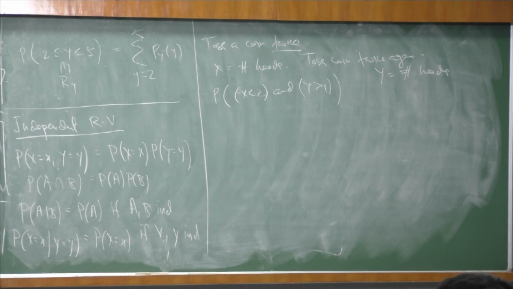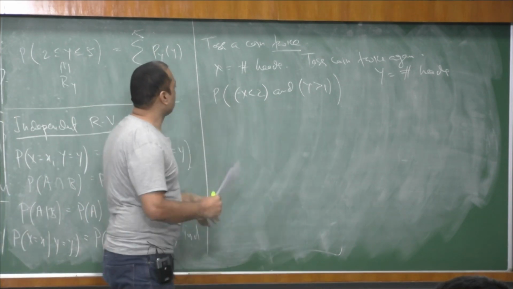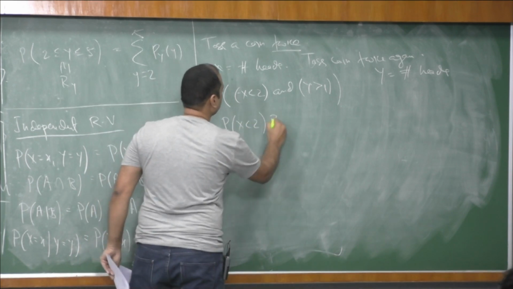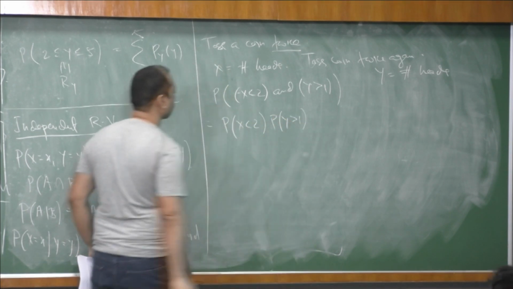Now we will use this fact that these are independent events, random variables x and y, because tossing a coin, they don't have any intersection with any sample space. Okay, so they are independent. So this boils down to probability that x less than 2 times probability that y greater than 1.